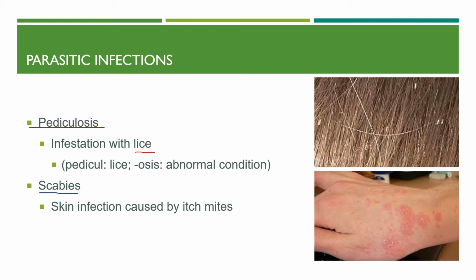Scabies. Scabies is a parasitic infection that occurs under the skin by itch mites. What happens is these little mites burrow under the skin, and they cause these itchy red areas here. And again, you have to get rid of the mites to get rid of the infection.